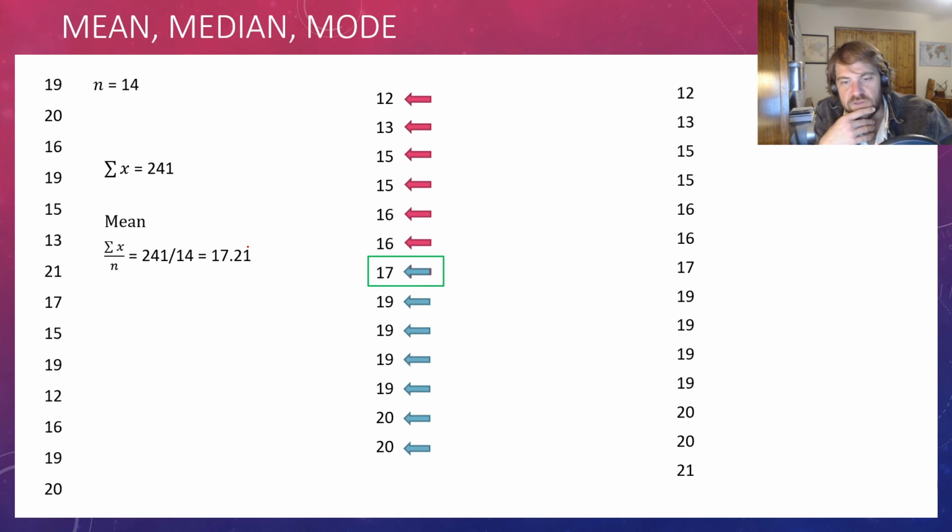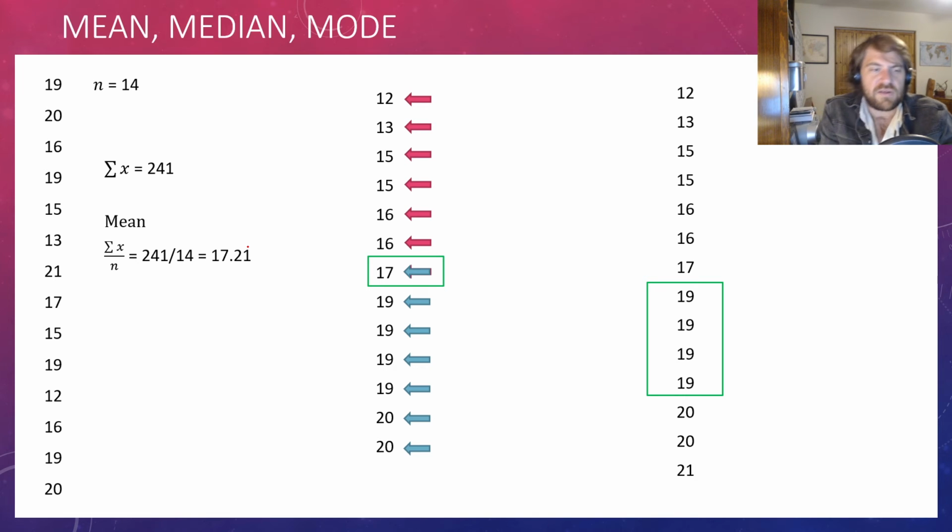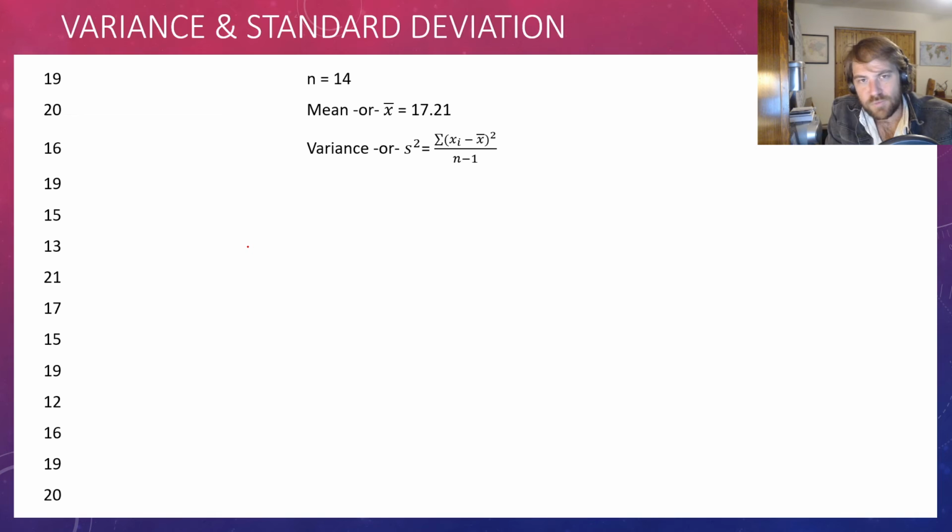Okay. So what about the mode? Well, for the mode, you just count up what number occurs most often. And in this data set, it's 19. 19 occurs 4 times. Everything else occurs either once or twice, but not 4 times. So 19 is definitely the mode. Okay, well that was mean, median, and mode. That wasn't too bad, right?